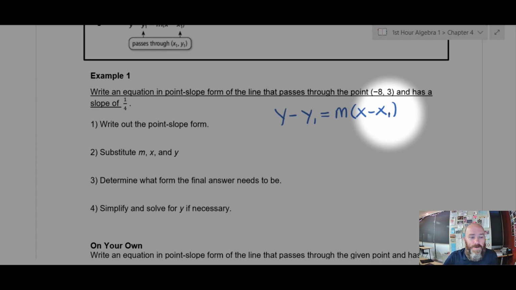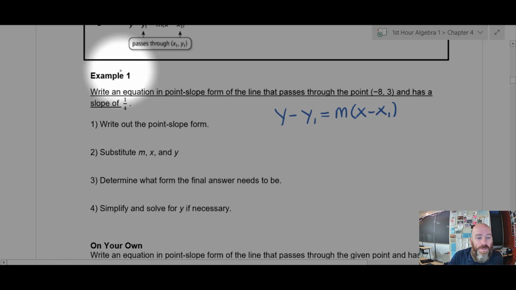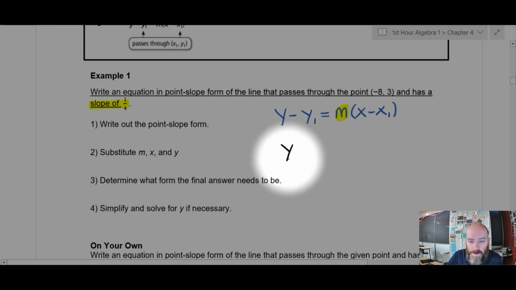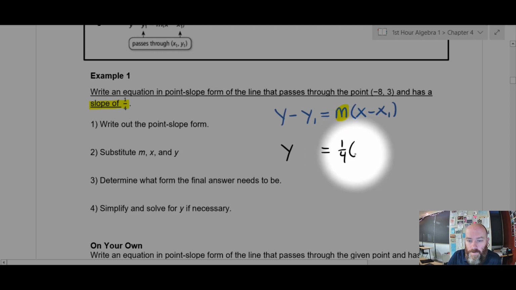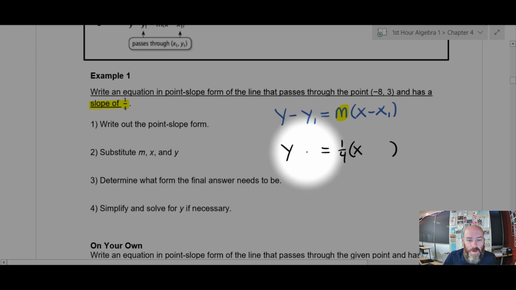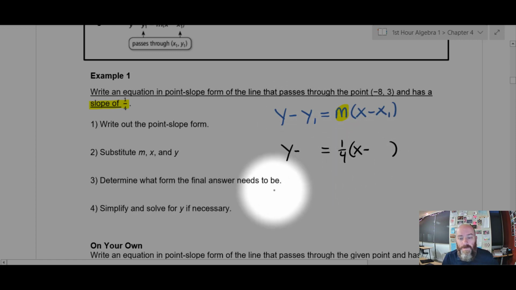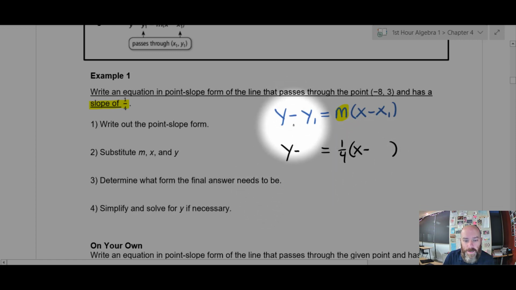Now we want to substitute, this is the second step here, substitute the slope, the x, and the y. So my slope, which is my m, is 1/4. So I'm going to write y equals, my slope is the 1/4. I have my x. Notice I'm not putting any minus signs in yet. Alright, so now I want to do the x and y. So notice how I do have these minus signs. So I'm going to put those in here. I put those minus signs, that goes here, this one goes here.